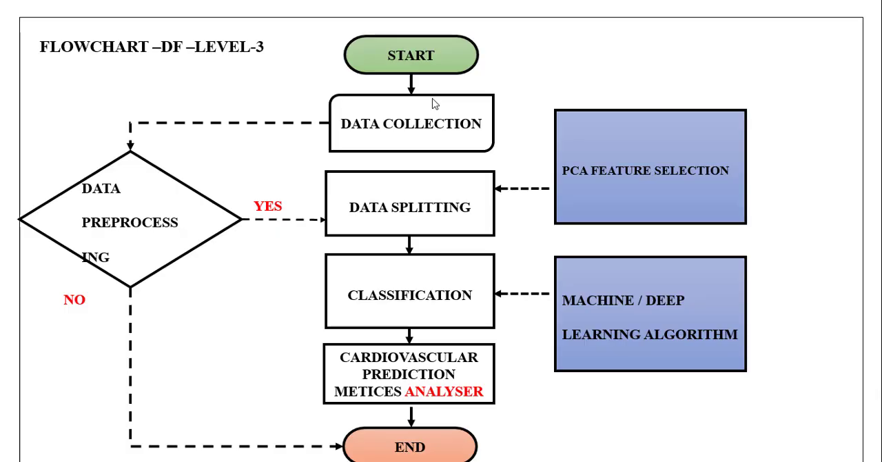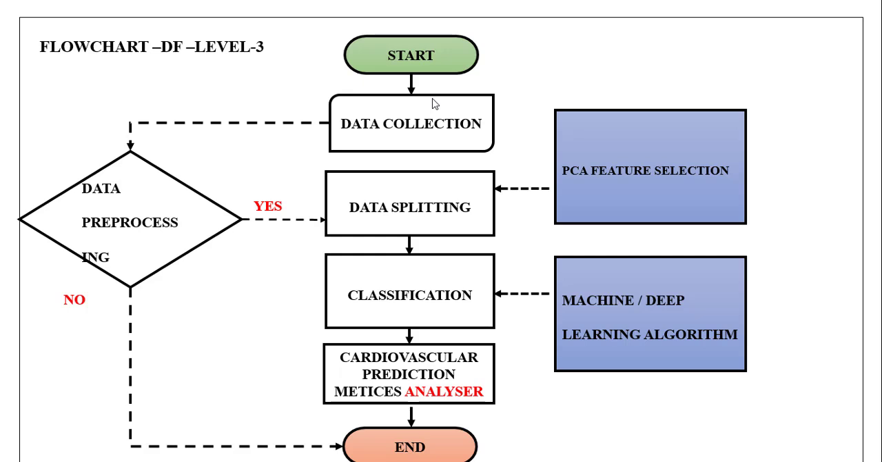Our project flowchart: first we start with the Anaconda Navigator Spyder tool and move on to data selection. That is the heart disease dataset we have taken, after which we apply pre-processing. Data pre-processing considers three methods: missing values, label encoding, and normalization.